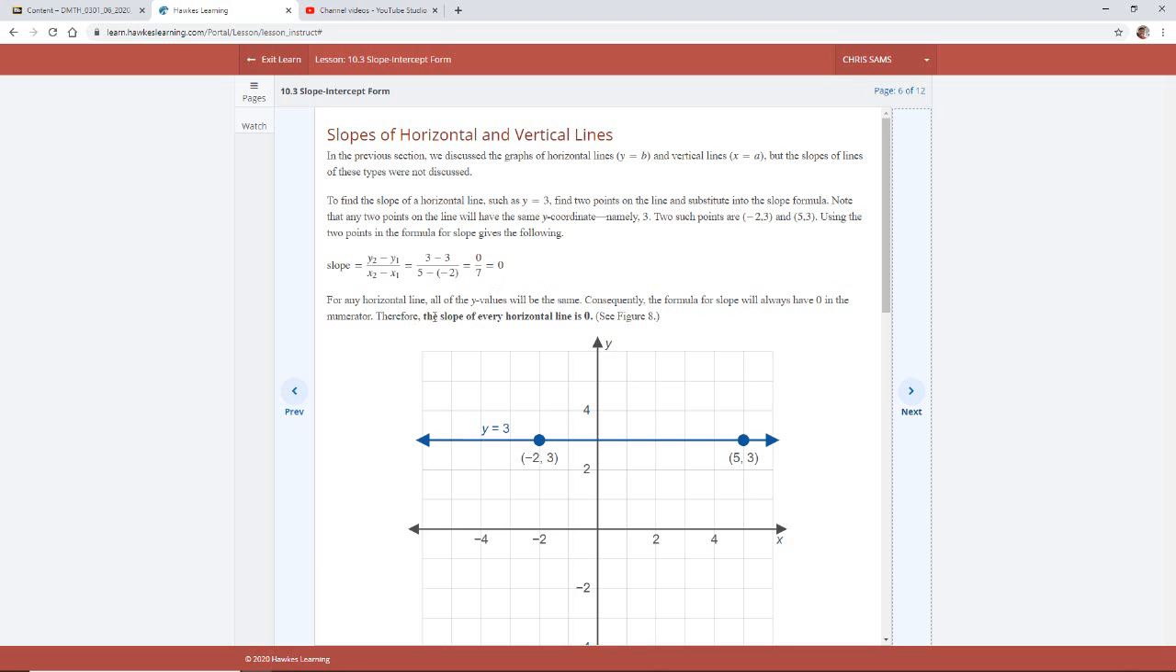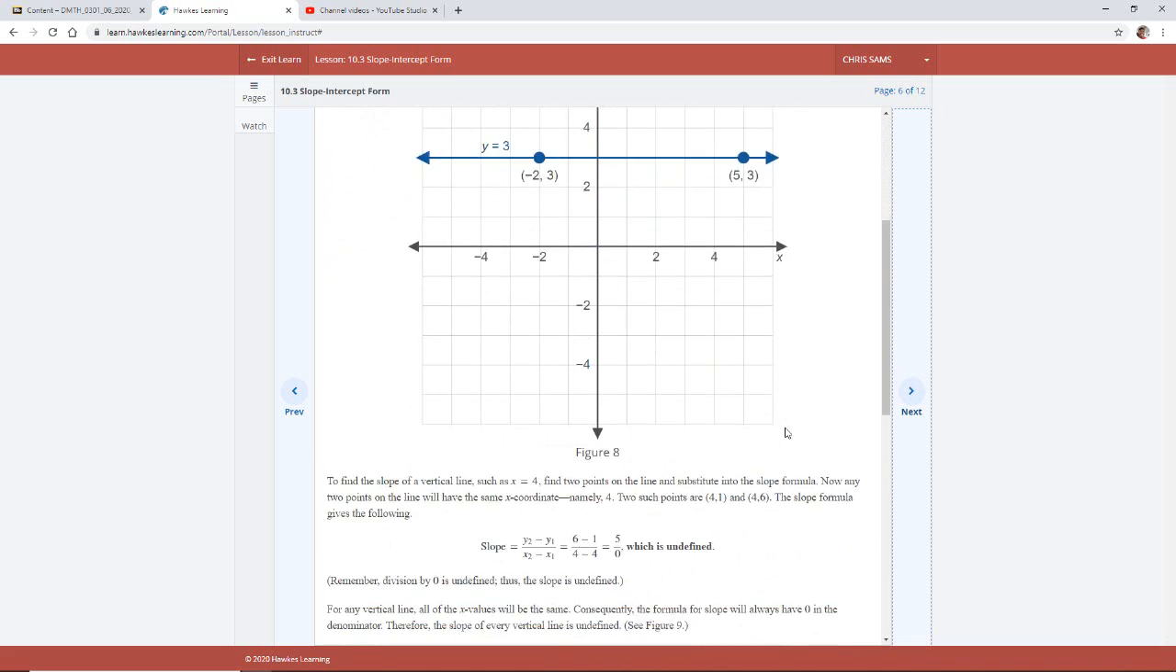So here we go. The slope of every horizontal line is 0. That's always going to be the case. If you have a slope of 0, you have a horizontal line, the equation is y equals a number. And whatever the y value is of those ordered pairs, that will be the equation, y equals that number.